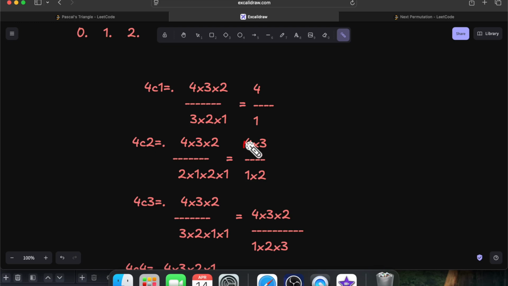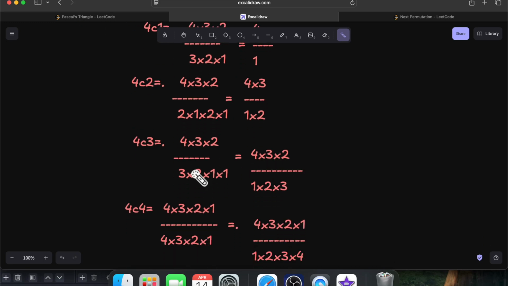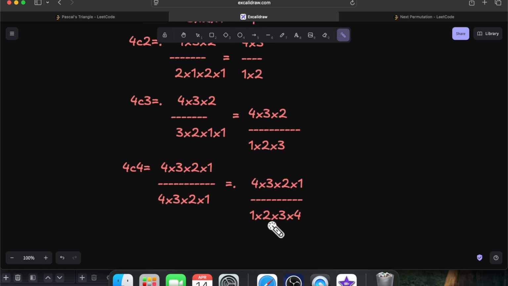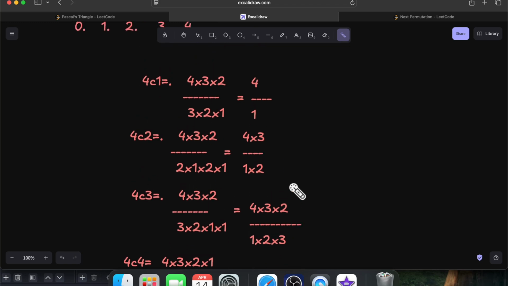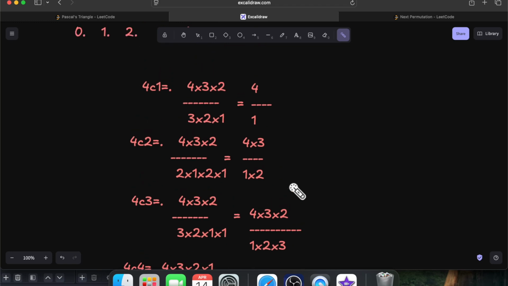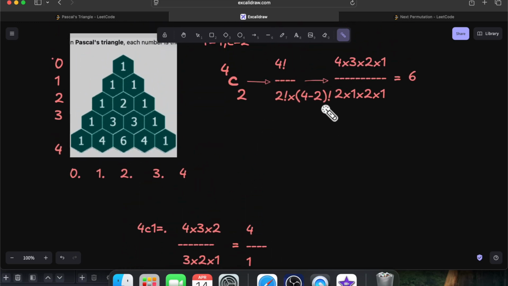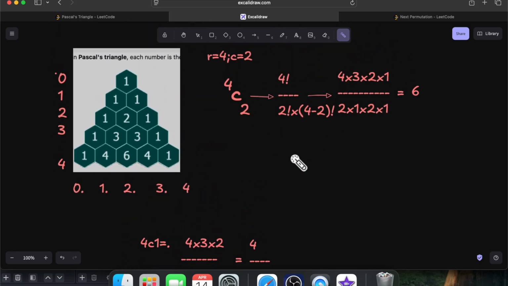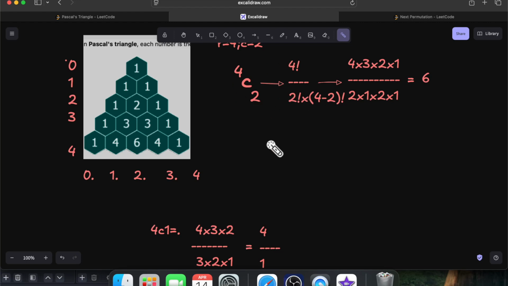So our row is 4, so from 4 it starts, 4 into 3, and the columns go 1 2, starting from 1. Same for 4 3 2, there are 3 columns like this: 4 3 2 over 1 2 3. So this is the pattern we can observe. By observing this pattern we can simply build the logic. We could find each element at each position by applying this formula.